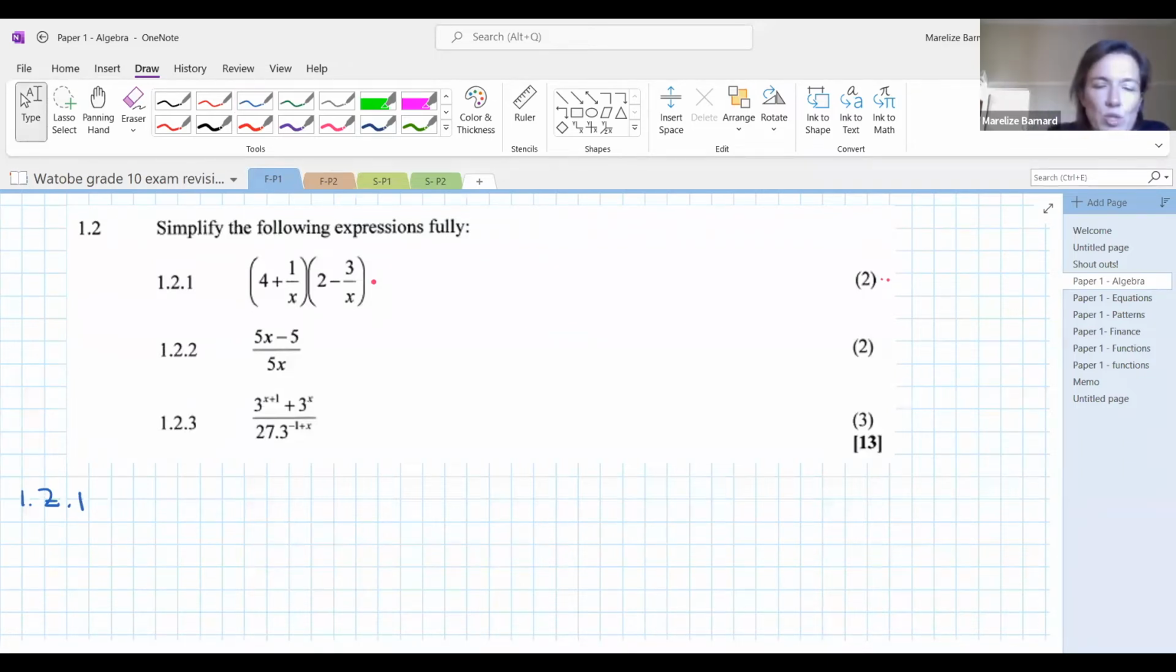Okay, let's do question 1.2.1. So we're going to FOIL like we always do. We do have fractions, but remember when we multiply with fractions, it is always numerator with numerator and denominator with denominator. So if I look at this 4, it's actually 4 over 1, and this is 2 over 1. So if I want to multiply that, it's the same as going 4 times 2 is 8, 1 times 1 is 1. And it's going to be the same for where I have x's. Okay, so 4 times 2 is going to give me 8.